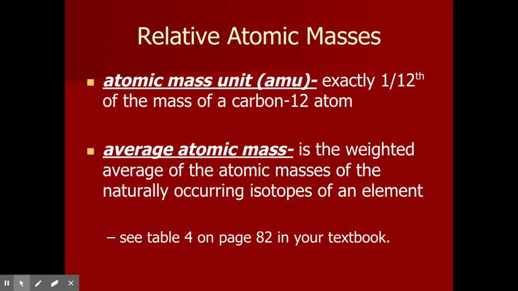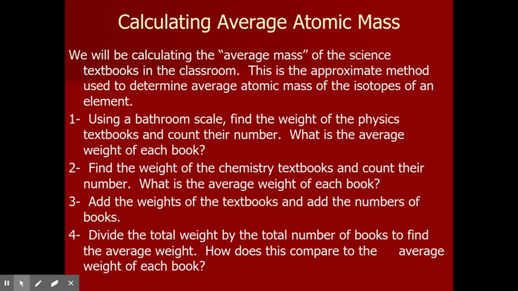For example, everybody asks, how do they get those smaller numbers? For example, hydrogen is 1.008. Where does that 1.008 come from? Well, you take the mass of all 3 hydrogen isotopes, so hydrogen 3, hydrogen 2, hydrogen 1, add those all up, divide by 3, and that's where that 1.008 comes from. There's actually a table in your book, table 4 on page 82 of your textbook, that does a little bit of describing where those average atomic masses come from.